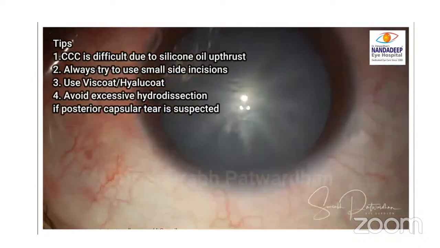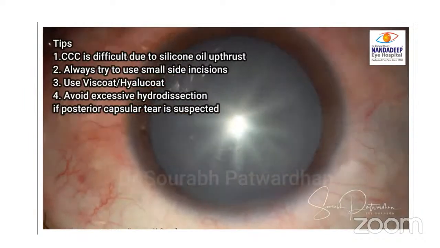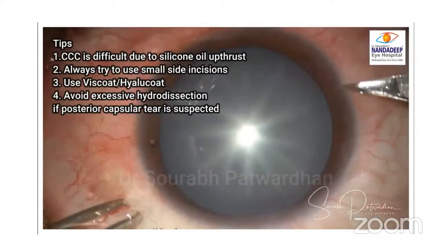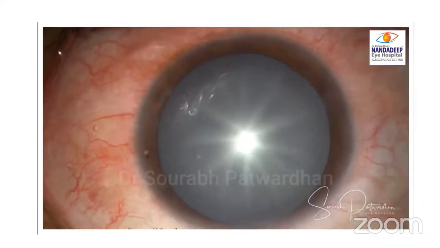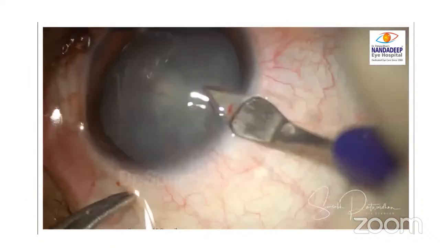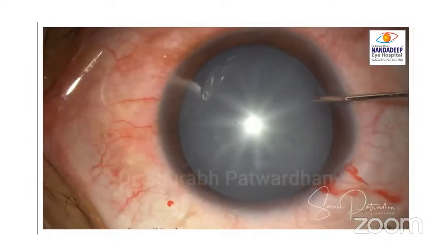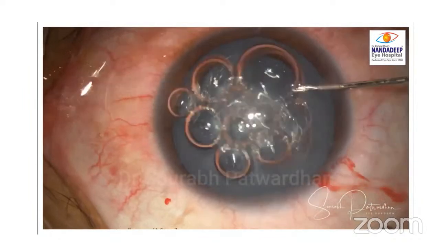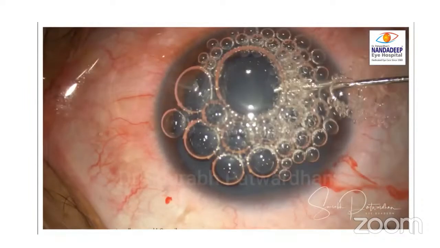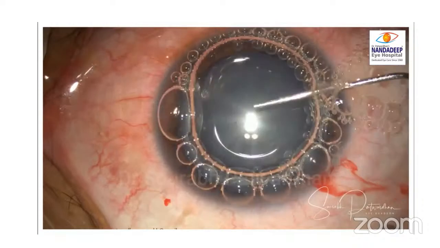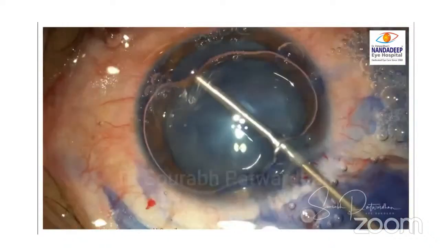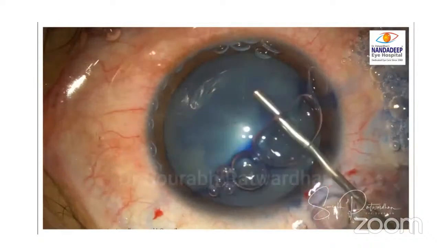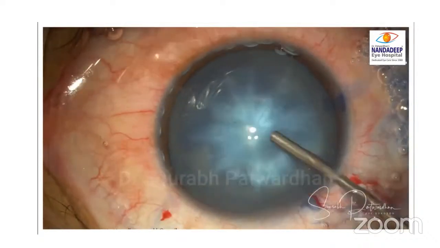So always try to use small side incisions which keep the antechamber watertight all the time, and use viscoat or hylucoat to keep the antechamber pressure maintained. It's better to avoid excessive hydrodissection, as you are expecting a posterior capsular tear which might have occurred during the primary vitrectomy surgery. So watch for the posterior capsule on slit lamp and check if there is any capsular touch; you have to be even more careful during this surgery.